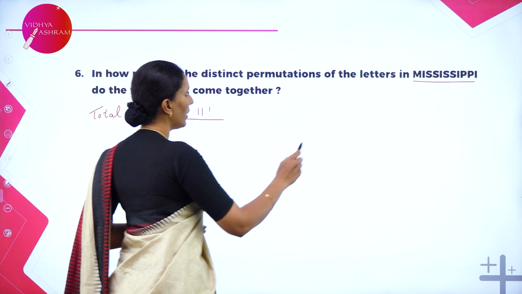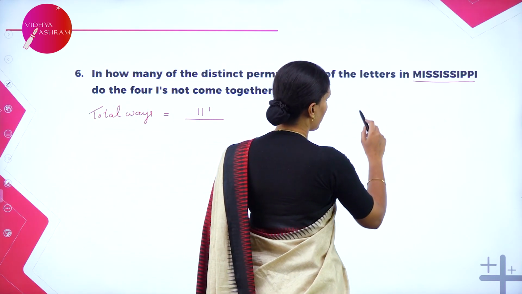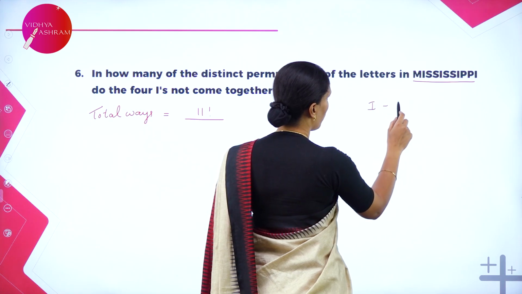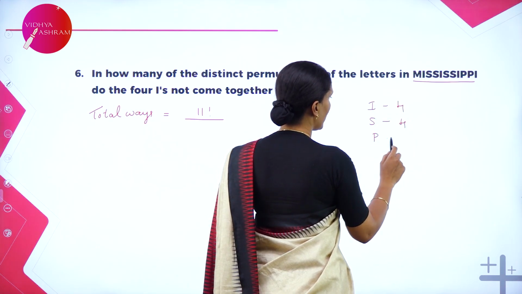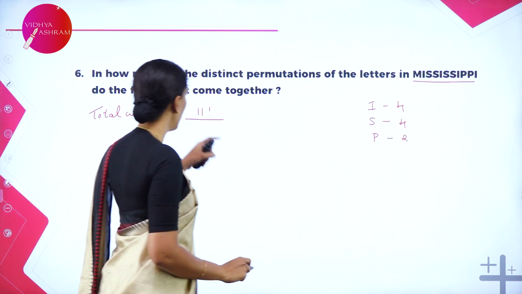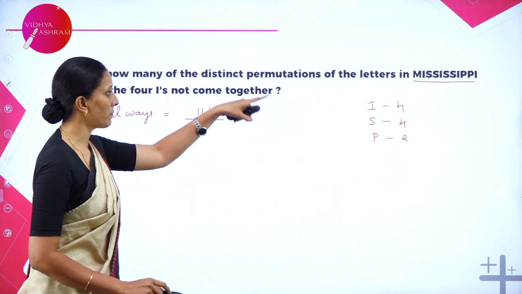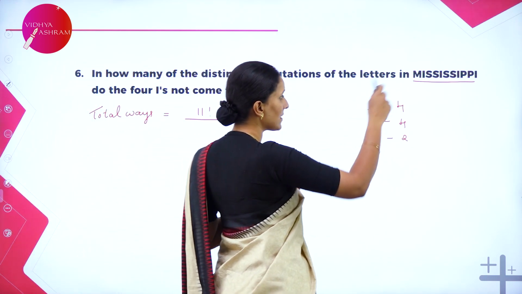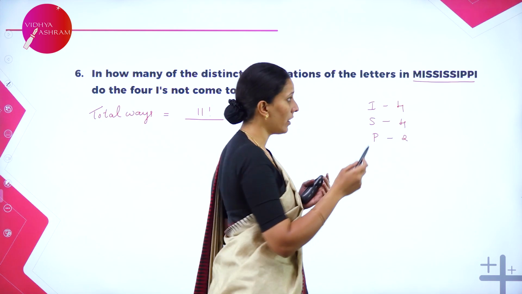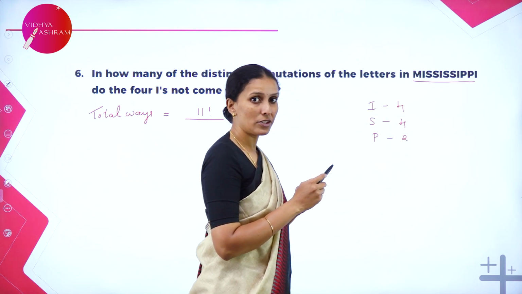Now here, if you observe the word Mississippi, I is repeated 4 times, S is repeated 4 times, P is repeated 2 times. So therefore, the total ways has to be divided by these factorials, because when you interchange S and S, it doesn't change the order. Similarly, P and P, it doesn't change the order.